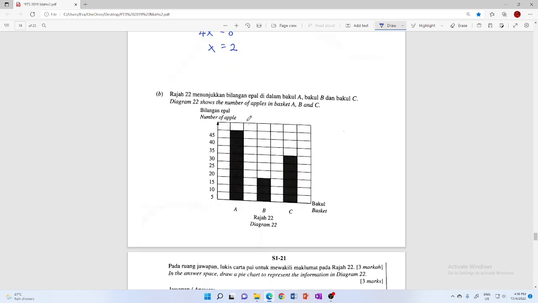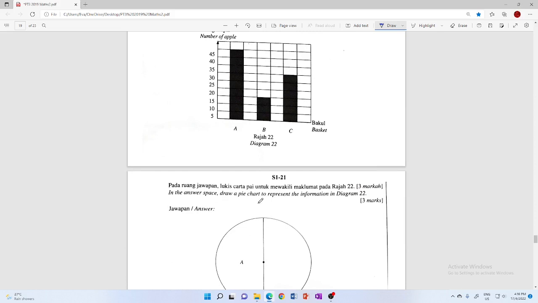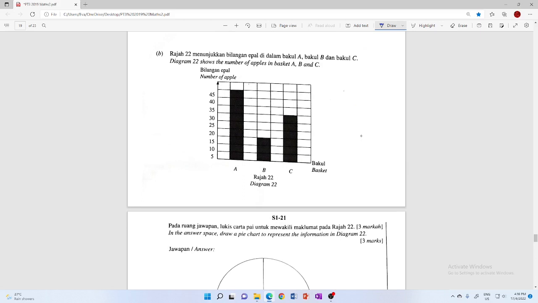Question B. It shows a number of apples in basket A, B, C. Then we need to draw a pie chart for this information. So for basket A there are 45, and for B there is 15. For C there is 30, and the total is 90.